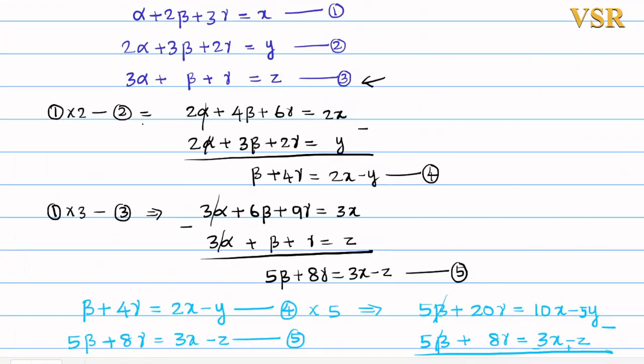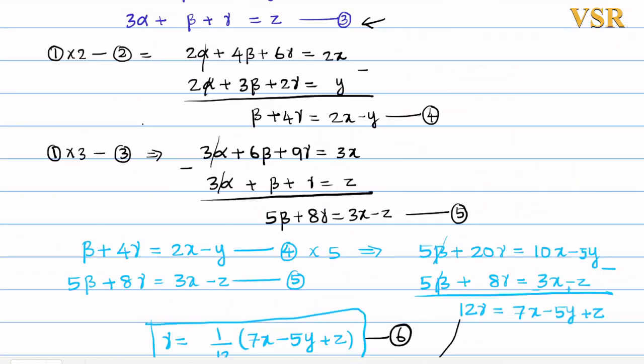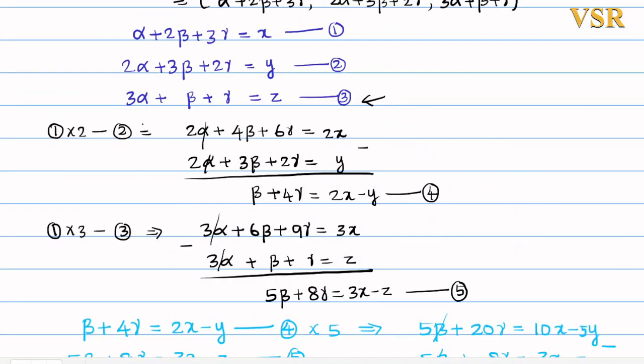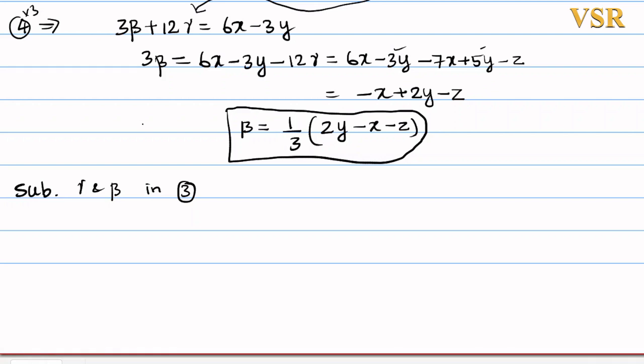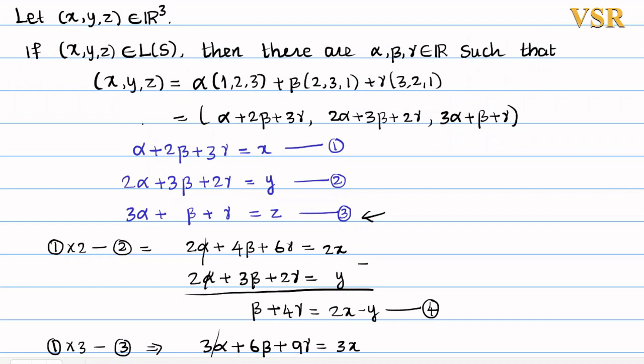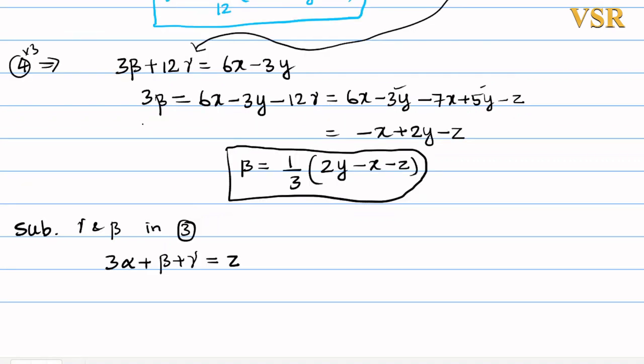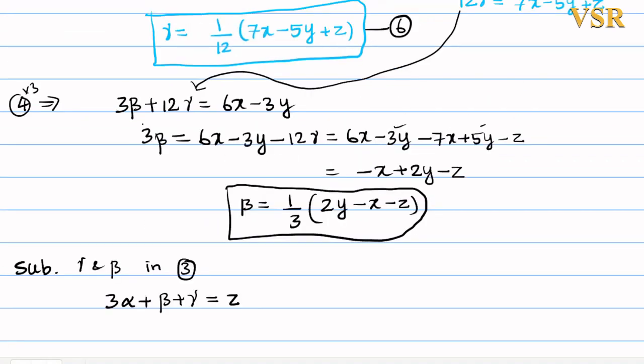So substitute in the third equation. Substitute gamma and beta in the third equation. So what is the third equation? That is 3 alpha plus beta plus gamma, which is equal to z. So substitute here. So what is gamma? We are having 12 gamma will be equal to this, and 3 beta will be like this. So okay, substitute this.